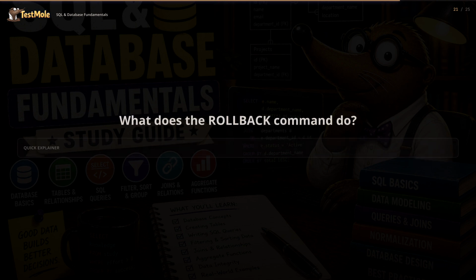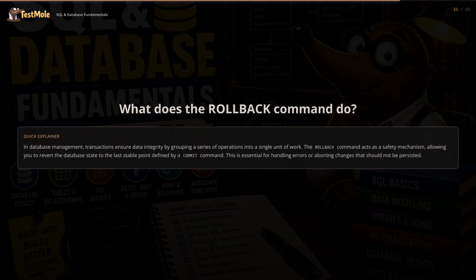What does the rollback command do? In database management, transactions ensure data integrity by grouping a series of operations into a single unit of work. The rollback command acts as a safety mechanism, allowing you to revert the database state to the last stable point defined by a commit command. This is essential for handling errors or aborting changes that should not be persisted.